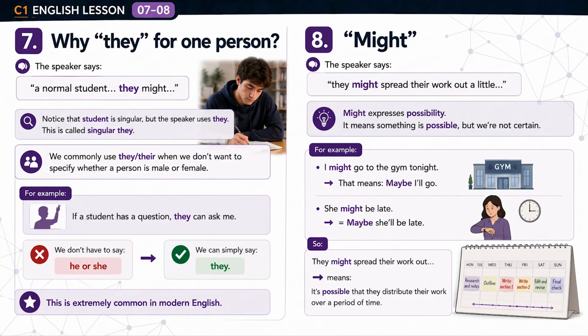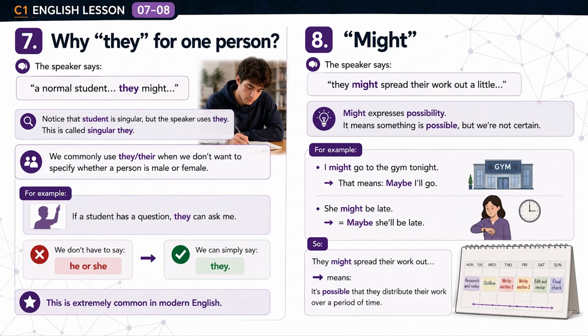And then we have "might." They might spread their work out a little like this. "Might" expresses possibility. It means something is possible, but we're not certain. For example, I might go to the gym tonight. That means maybe I'll go. I'm not sure. I'm not certain.